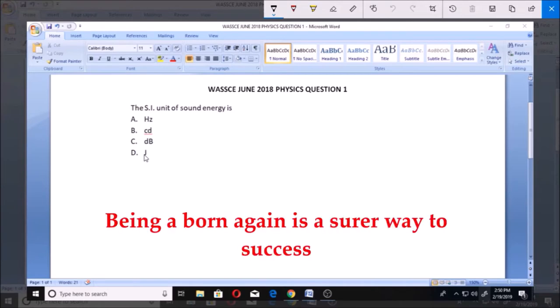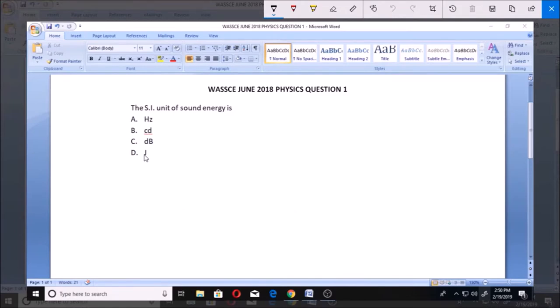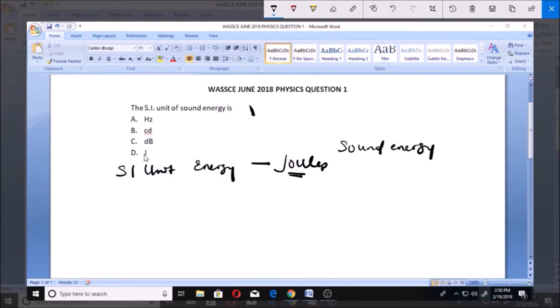Now, for us to understand this very well, we need to take note of a very important aspect of solving this problem. The SI unit for energy in general is joules. Since the SI unit for energy in general is joules, and sound energy is a form of energy, the SI unit for sound energy is joules, and that makes D the answer.